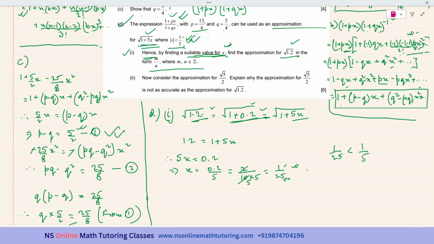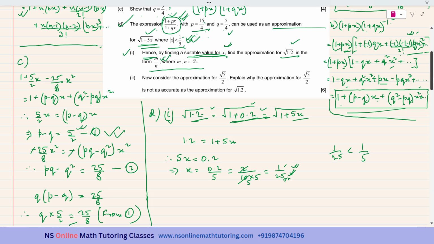Okay. So since we have found the value of x and we are required to find the value of the square root of 1.2 in the form of m over n, I will be preferring this expression, not this expanded form where we are not having any denominator. Of course, we will ultimately be getting a denominator because this is having a denominator of 25. The p is having a denominator of 4, q is having a denominator of 4, but I want to use this expression 1 plus px over 1 plus qx.